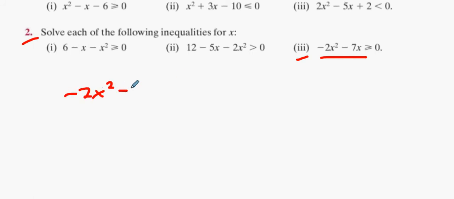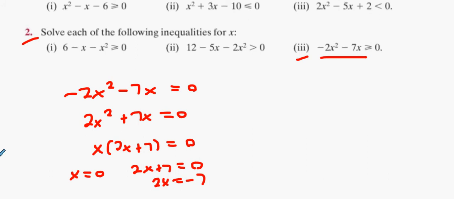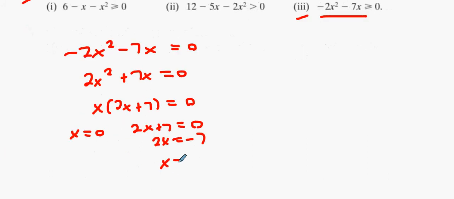Now I'm going to solve it equal to 0 anyway. So I'm going to multiply both sides by minus 1. So it's 2x squared plus 7x equals 0. Going to take out x, and what we're going to be left with is x(2x plus 7) equals 0. And then after that, what we're going to get is x equals 0, or 2x plus 7 equals 0, 2x equals minus 7, x equals minus 7 over 2, otherwise known as minus 3.5.